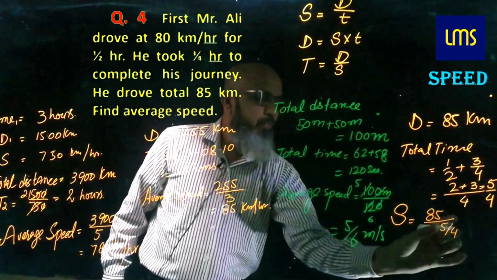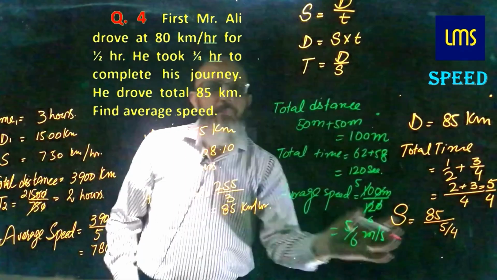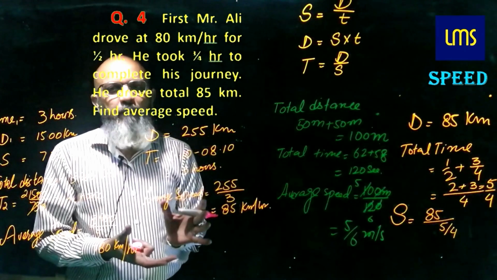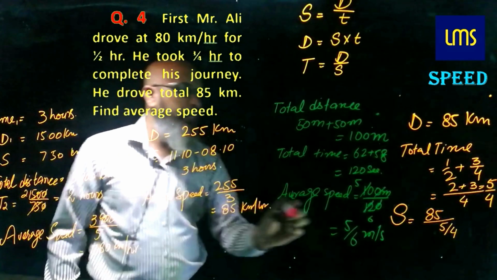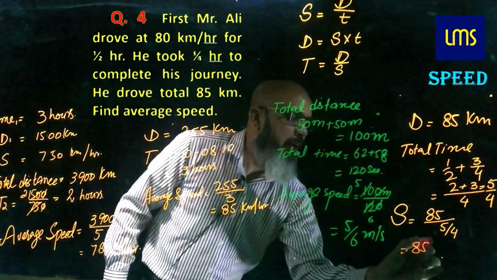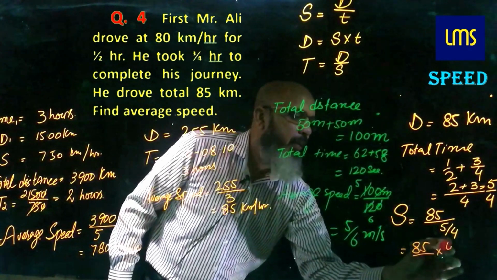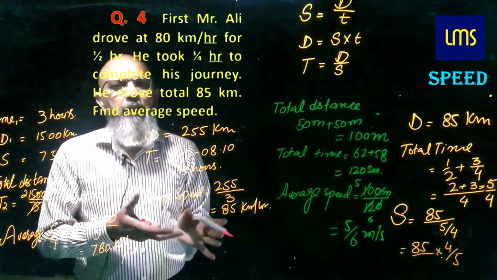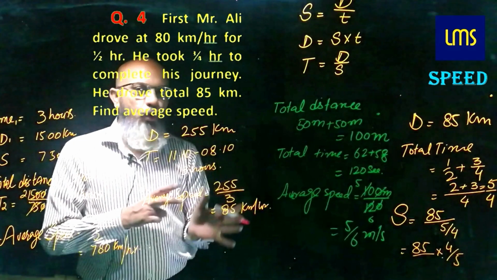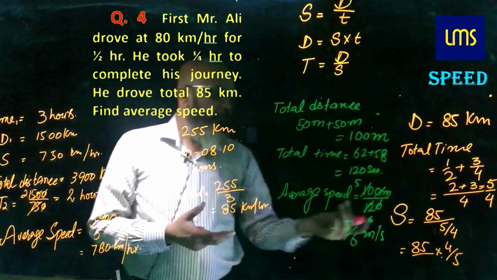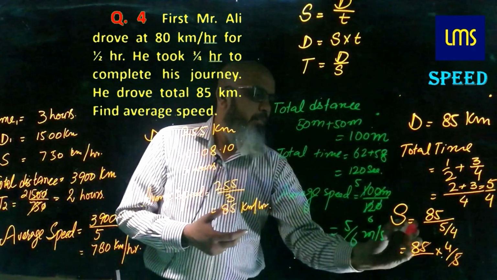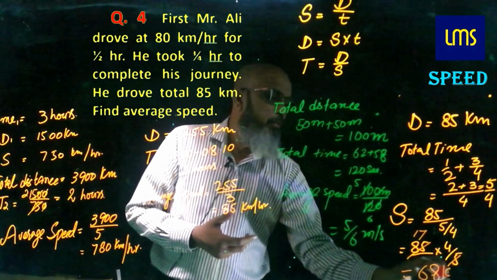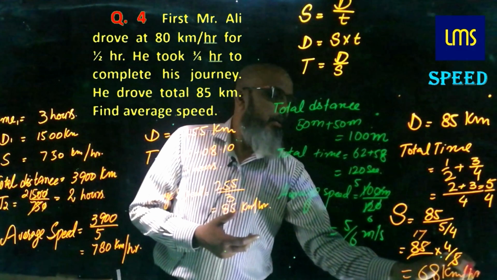Now it is a fraction form, so it is in the denominator. When we change this into multiplication, you know we multiply with the reciprocal of the denominator, means 85 multiplied by 4/5. So now the cancellation is easy. 5 17s are 85 and 17 4s are 68 km per hour.